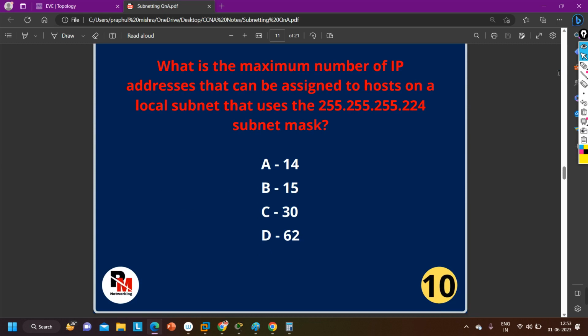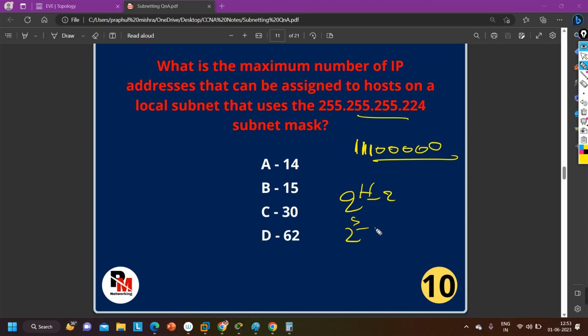After that, it is asking the maximum number of valid host addresses with this subnet mask. 2 to the power of 5 because we have 27. So 2 to the power... in the fourth octet, how many bits are 1? 27. Yes or no? Yes, this is the last octet. So the valid host formula is 2 to the power h minus 2. So 2 to the power 30 minus 2, option C is the right answer.